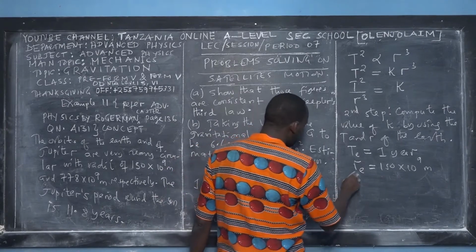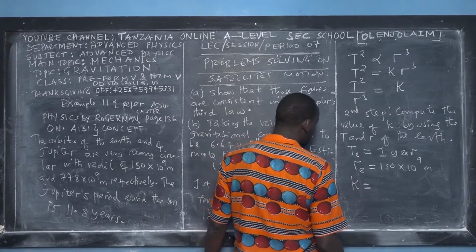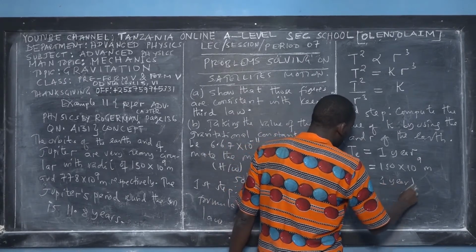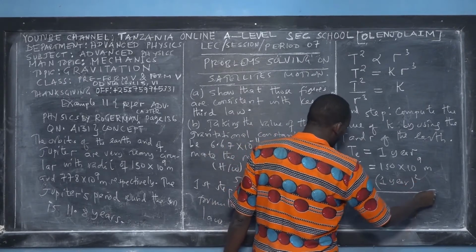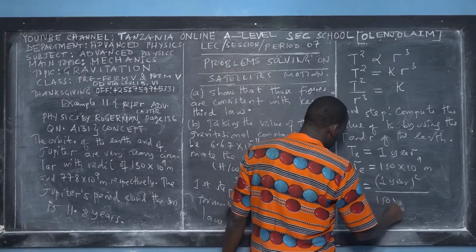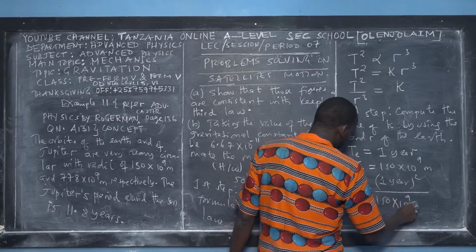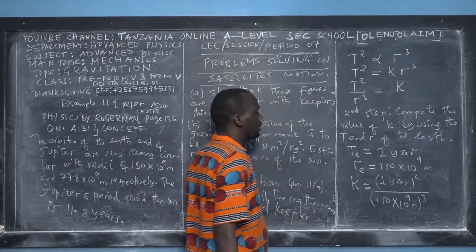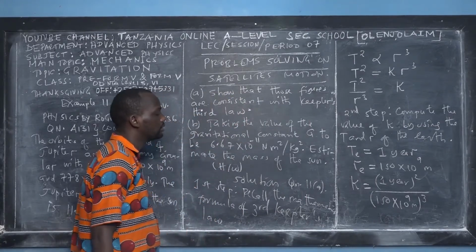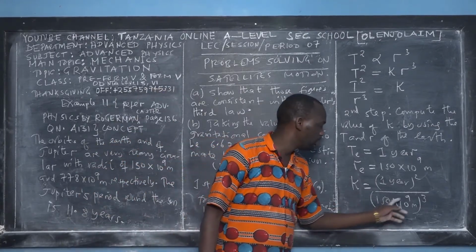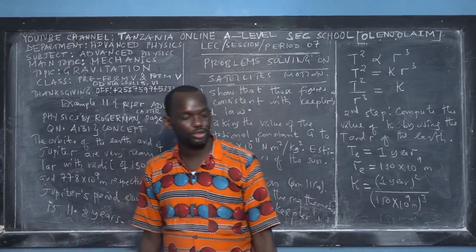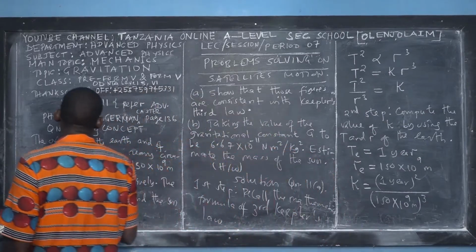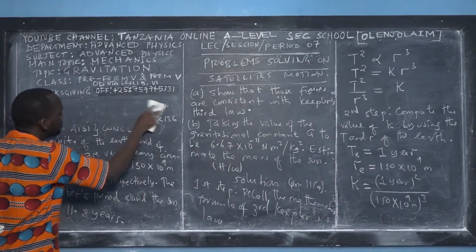In case you want to find this proportionality constant, you take the period, which is 1 year, and square it, and divide by 150 × 10^9 meters, cubed. So you have to use your scientific calculator properly. The unit of k here will be year squared per meter cubed. So use your scientific calculator to compute the value of that proportionality constant.